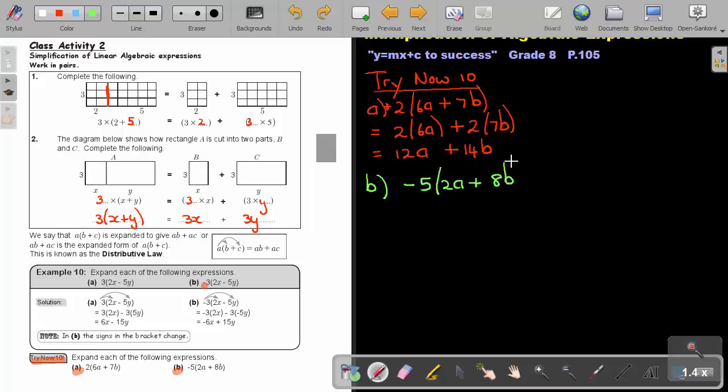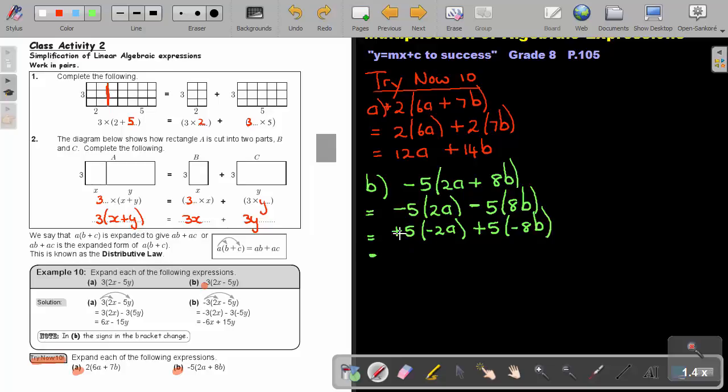But the first step, you can just take the negative 5 and multiply it with 2a. Then take again the negative 5 and multiply it with 8b. And now you can do it in one of two ways. I'm going to show you both. I find that it's a subtraction, so I find the additive inverse. I change it to an addition, and the additive inverse is negative 8b.